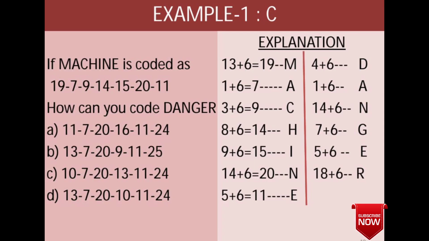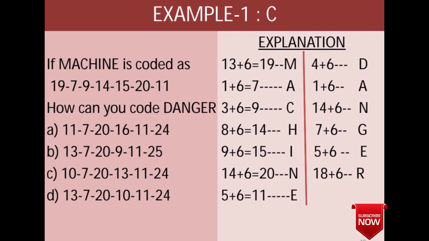Here, example 1 is based on number coding. If MISSION is coded as 19, 7, 9, 14, 15, 20, 11, then how can you code DANGER? You may observe the options on the screen.